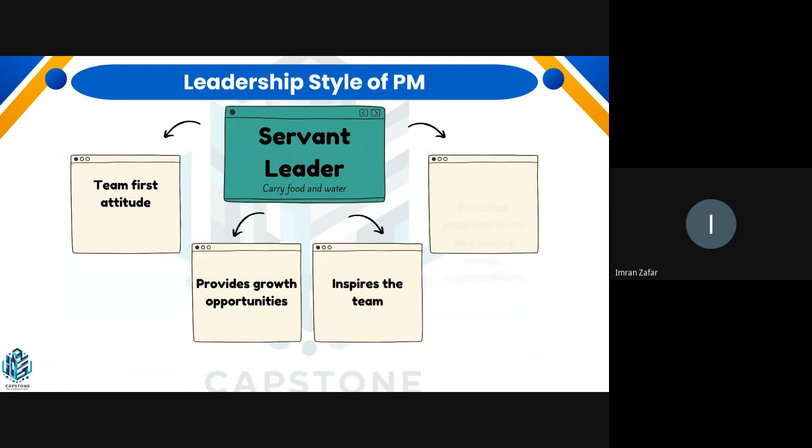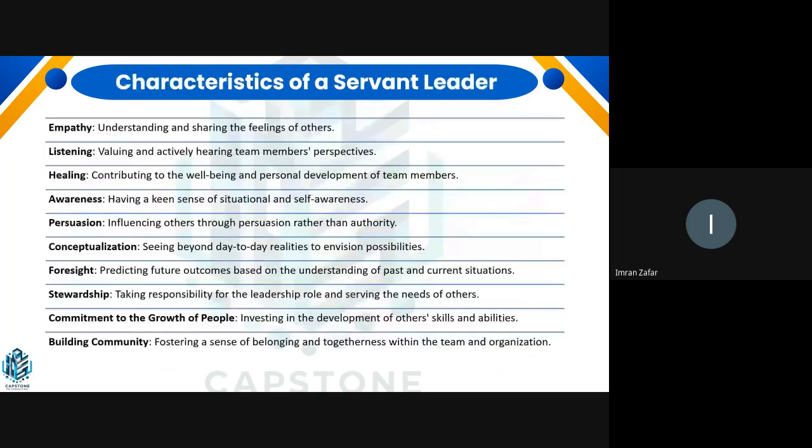You inspire them. You train them, and you are always there for your team to support them, so that they can deliver whatever task they have in hand, or whatever goal you are trying to achieve. So this is what a servant leader is all about. And there are certain characteristics that a servant leader has. You need to show empathy. Empathy is what you need to understand the feelings of others and your own feelings, how you deal, and then accordingly you deal with the situation.